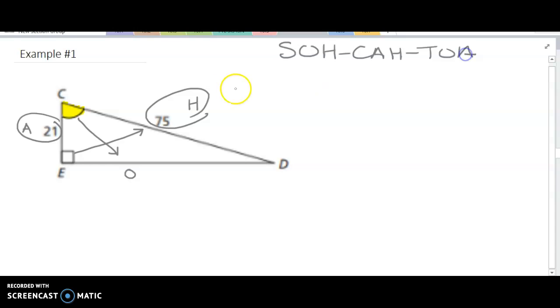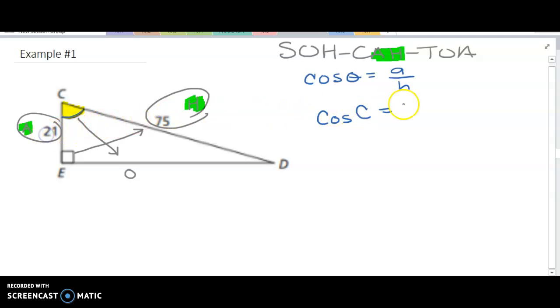SOH-CAH-TOA. So you want to ask yourself which one pairs the H and the A together. Well, A and H is paired with cosine. So I know that cosine of any angle is adjacent over hypotenuse. So I can say the cosine of angle C, because angle C is my reference angle, equals adjacent, which is 21, over my hypotenuse, which is 75.